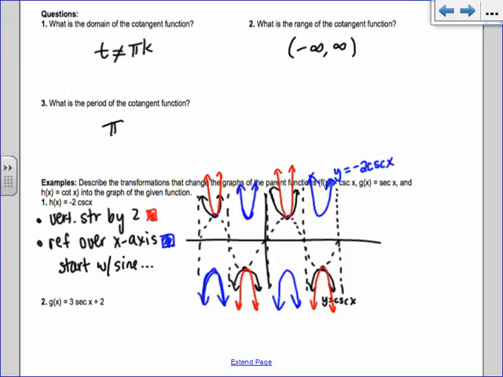Okay, so it's complicated. I know there's a lot of steps. I'm not going to give you a super hard one on your test. I'll probably give you a couple different ones with sine, cosine, tangent, and so on. Maybe one of these with cosecant or secant.